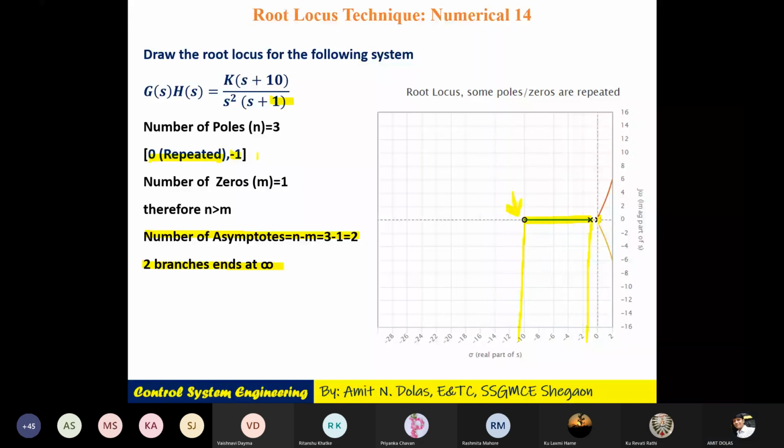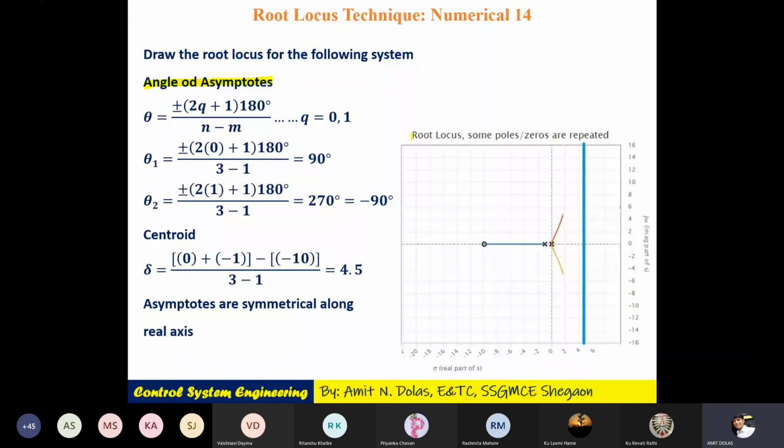Then angle of asymptotes, कितने asymptote है? 2 ही asymptote है. So angle of asymptote will follow this condition, plus minus (2q plus 1) into 180 divided by the difference between poles and zeros. Difference between poles and zeros is 2, therefore value of q will be only 0 and 1. Putting those 0 and 1 values, for 0 it comes 90 degree, for 1 it comes 270 degree. 270 is nothing but minus 90. So there will be 2 asymptotes only. एक जाएगा 90 डिग्री पे और एक minus 90 डिग्री पे.